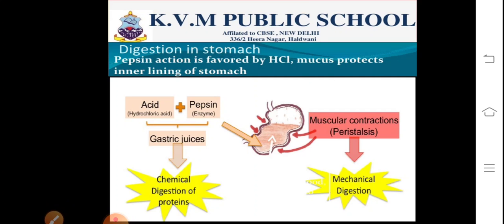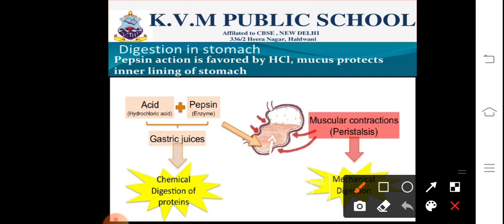Now, talking about the digestion in the stomach, it is regulated by the enzyme pepsin, which helps to digest the proteins into peptides and peptones. Finally, they'll be digested into the simplest form of the protein, that is the amino acid.